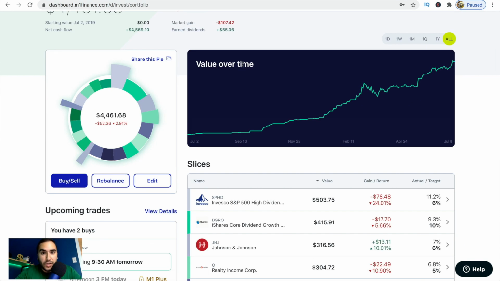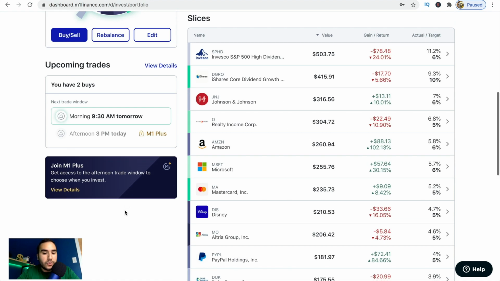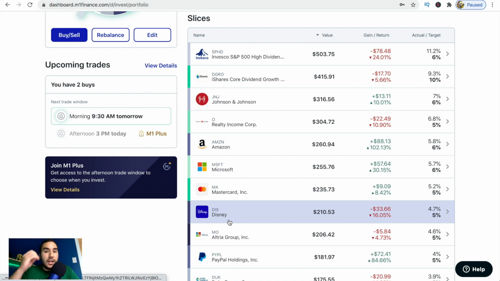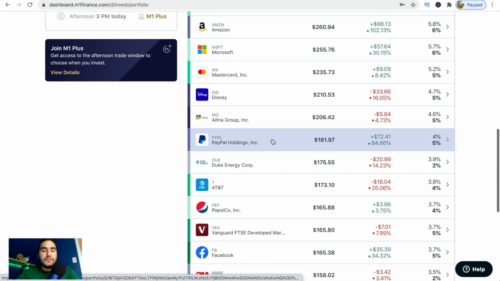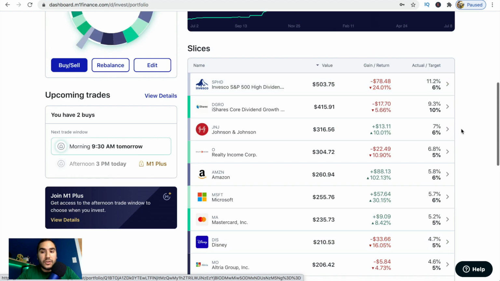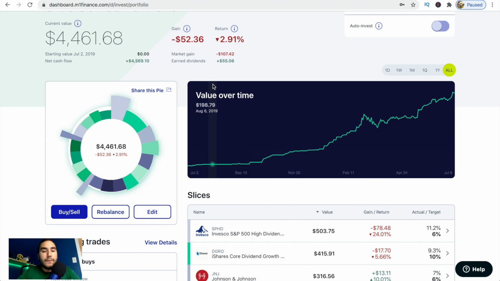So that is really the basis of M1 Finance. For everybody that doesn't know about it, now you know a decent amount about it. There's trading windows, there's fractional shares, there's zero fees, and it's very passive if you want it to be so, based on the slices and the pie format.